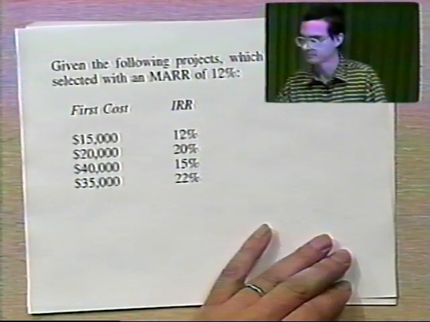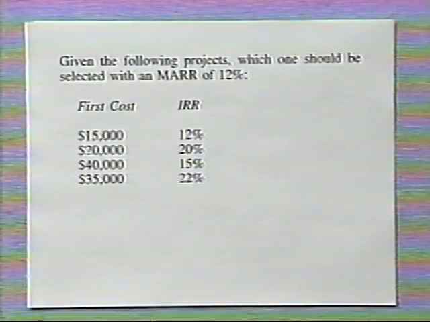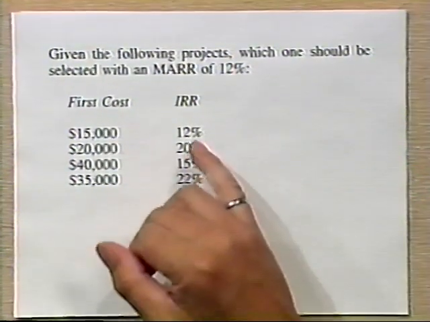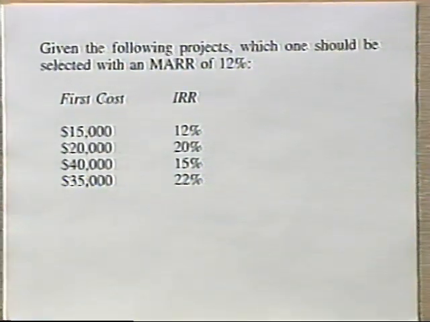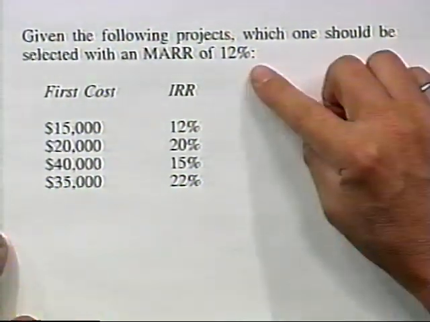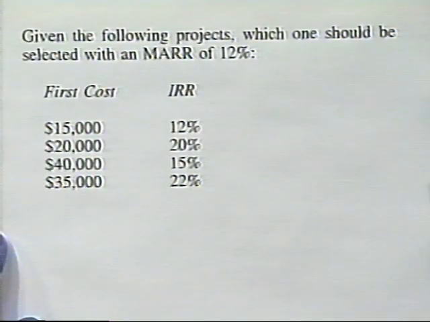For example, imagine we have 4 projects with different first costs and different internal rates of return based upon savings that are accrued from those first costs. We're given a MAR of 12%, and the question is, well, which of these projects should we take?